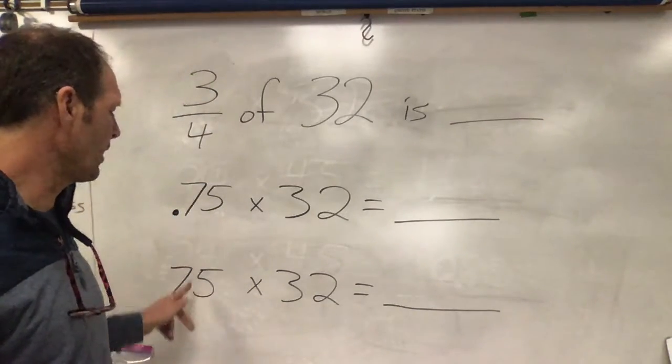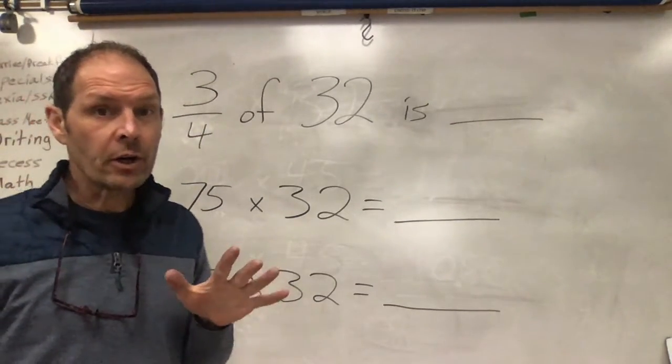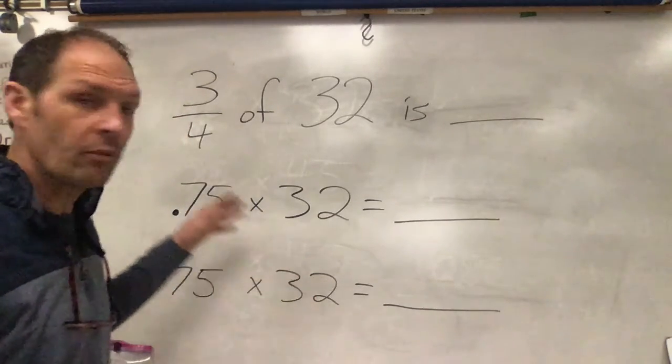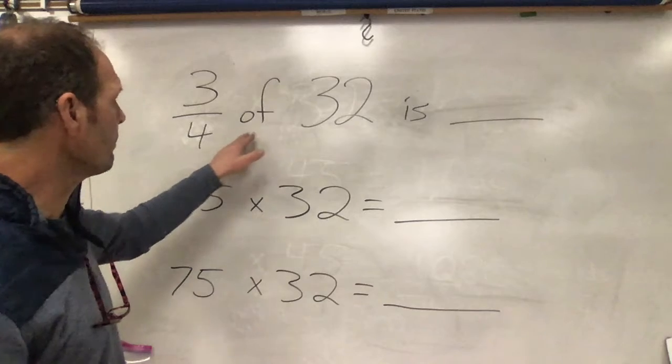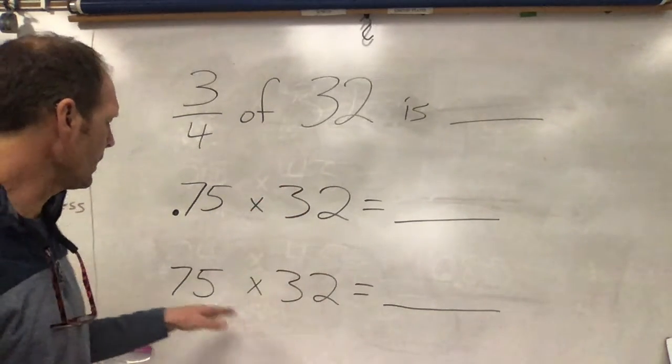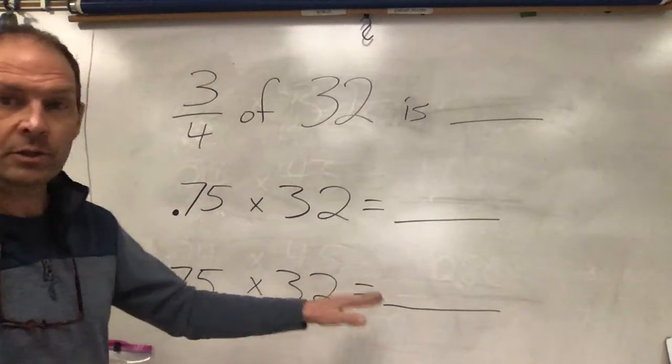Okay. Section 2 in your book deals with 3/4 and 75 hundredths and 75. You're going to be doing this partly on your own, but I want to get you started. So I've written the first line down here. 3/4 of 32 is, 75 hundredths times 32 is, equals, and 75 times 32 equals.